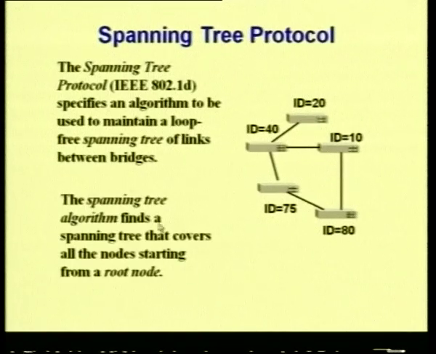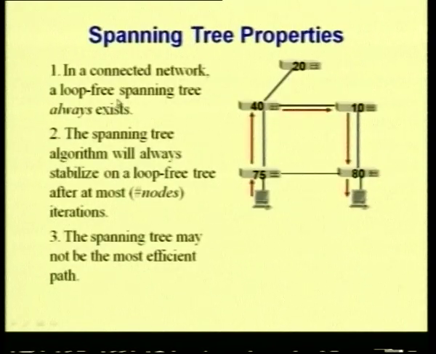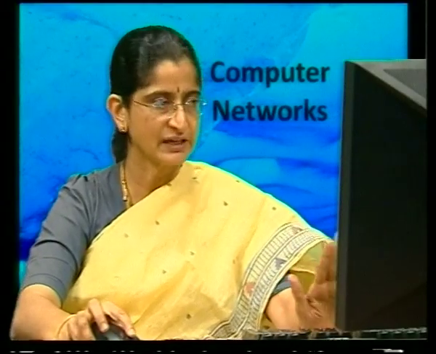Okay. So the spanning tree algorithm finds a spanning tree that covers all the nodes starting from a root node. So you have something called a root node. They identify one of the nodes to be a root node and they construct a spanning tree starting from that root node. So the properties of the spanning tree go like this. In a connected network, a loop free spanning tree always exists. So you should be able to find the spanning tree. The spanning tree algorithm will always stabilize on a loop free tree after at most as many iterations as the number of nodes. If there are 5 nodes, after 5 iterations it will definitely stabilize.